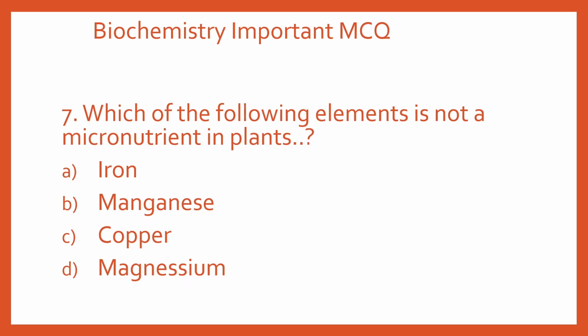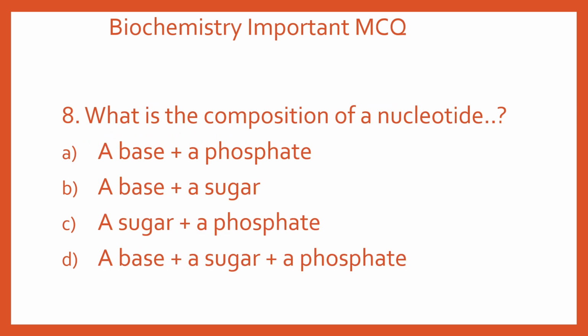So the next question: which of the following elements is not a micronutrient in plants? Micronutrients are those nutrients required by plants in smaller amounts, nutrients like iron, manganese, and copper. They are all micronutrients. Macronutrients are those nutrients required by plants in larger amounts, for example magnesium. Are we together? So magnesium is a macronutrient, not a micronutrient. The best option here is magnesium.